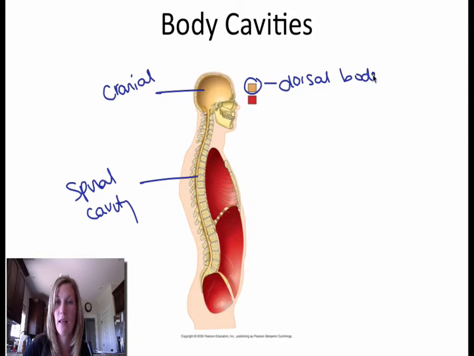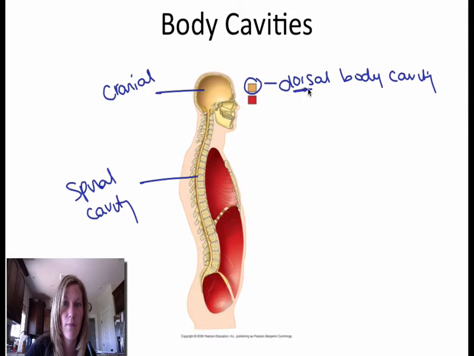Collectively, the cranial and the spinal cavity make up the dorsal body cavity. Do you remember what dorsal means? Hopefully you remember it means towards the back. Then everything in red is going to make up the, what is it probably going to be? If dorsal is back, what means front or the belly side? You should have the ventral body cavity.